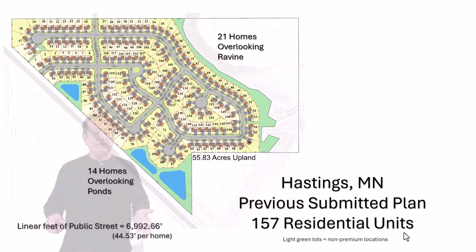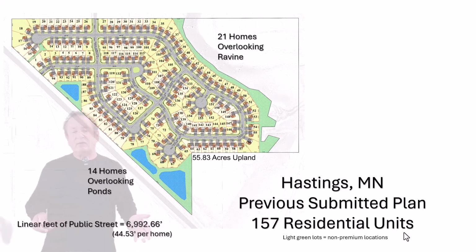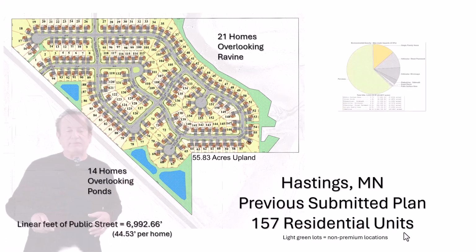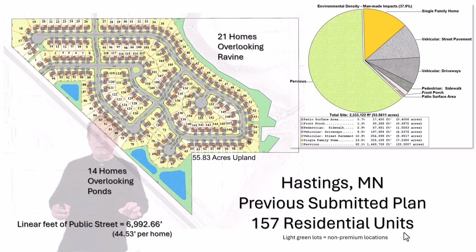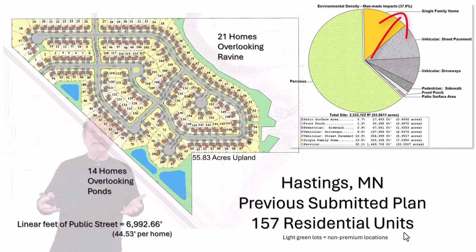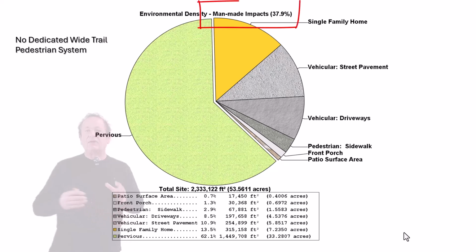The linear feet of public street is nearly 7,000 feet, or nearly 45 feet per unit, which will be important as we go on with this presentation. The environmental density, now this is important. This is every man-made item, and that number at the top means 37.9% is newly man-made elements, and that means it has environmental impact and it has economic impact. So the lower that number, the more efficient the design.